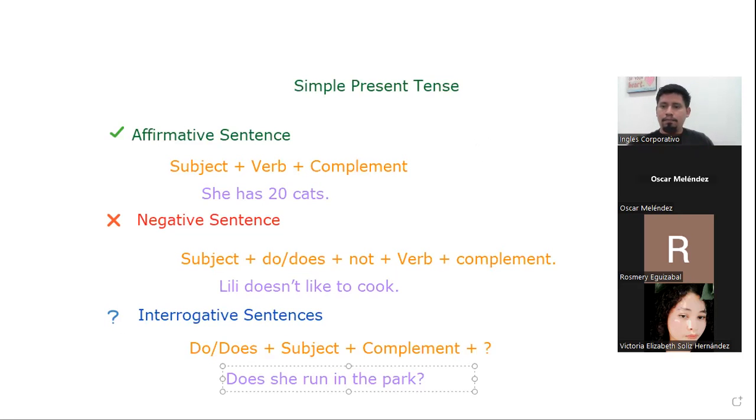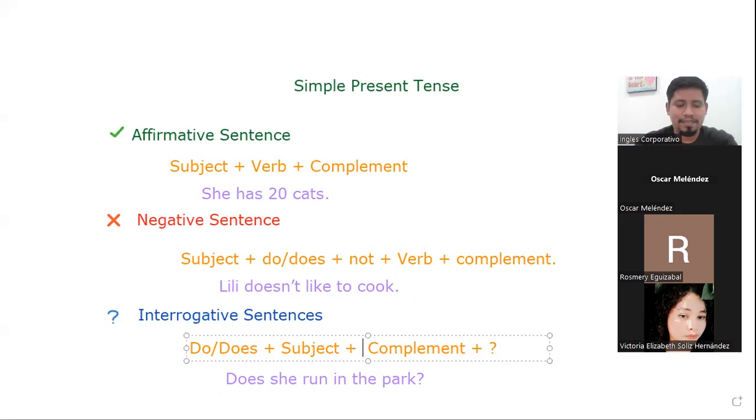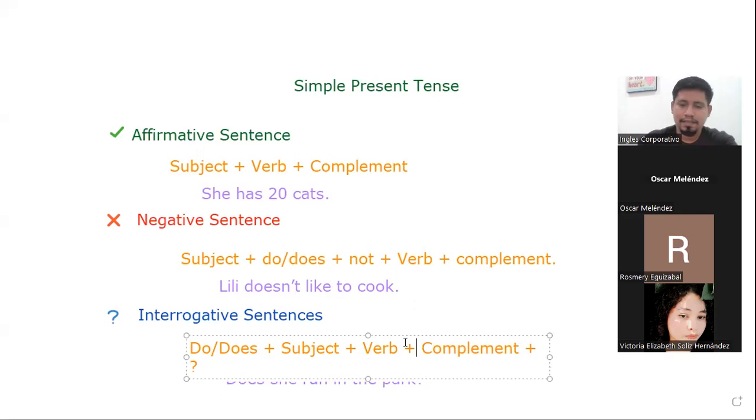Then we have also the interrogative sentences. In this case, the only thing that changes here is that, oh, my apologies, I have a mistake here, because we haven't included the verb. We must include the verb. The verb is missing. Verb plus complement. Okay, like this.